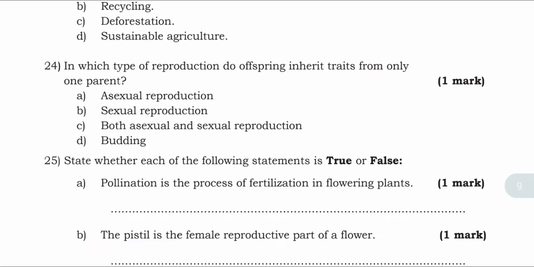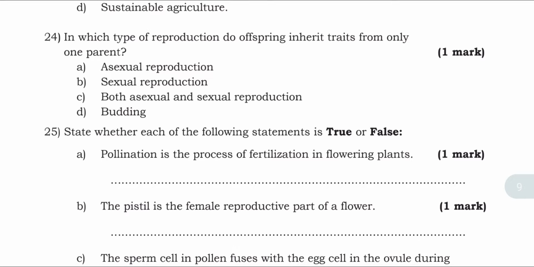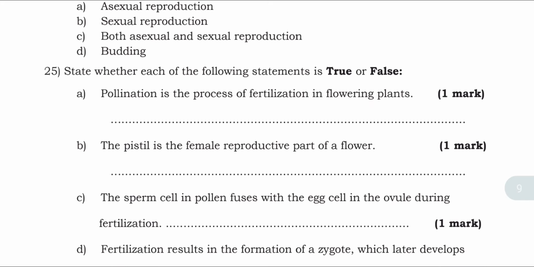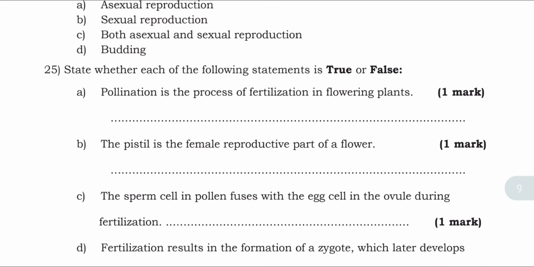24. In which type of reproduction do offspring inherit traits from only one parent? Sexual reproduction, both sexual and asexual, and budding. Choose the best answer. 25. State whether each of the following statements is true or false.